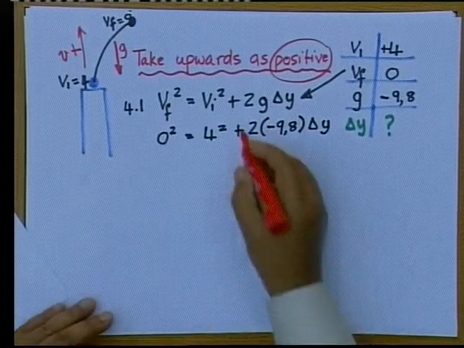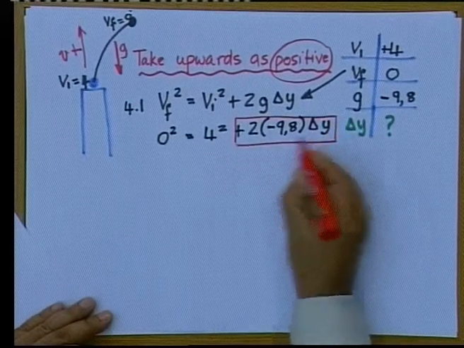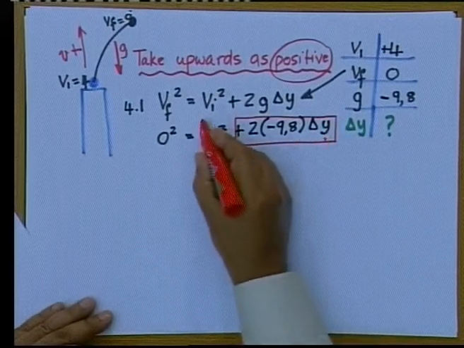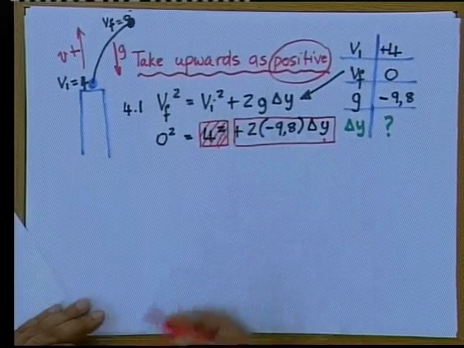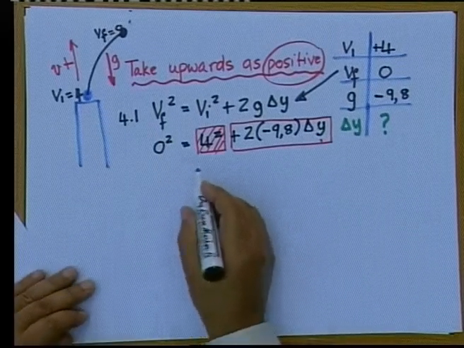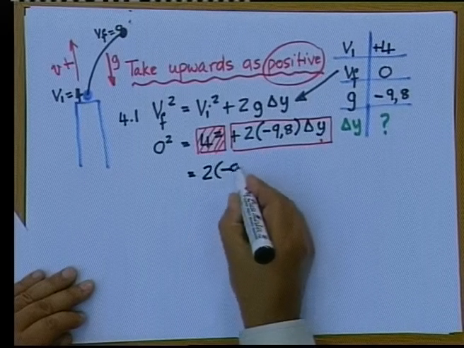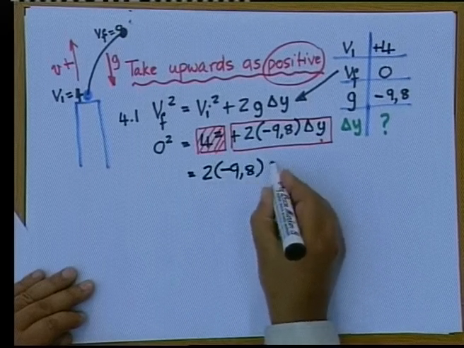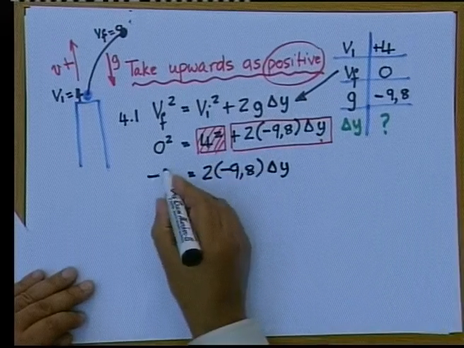I have one term here in which I have my unknown, and I have another term there. So I first get rid of the second term, so that I take that over, etc. So I find that 2 minus 9,8 delta Y is equal to 4 squared, which is minus 16.